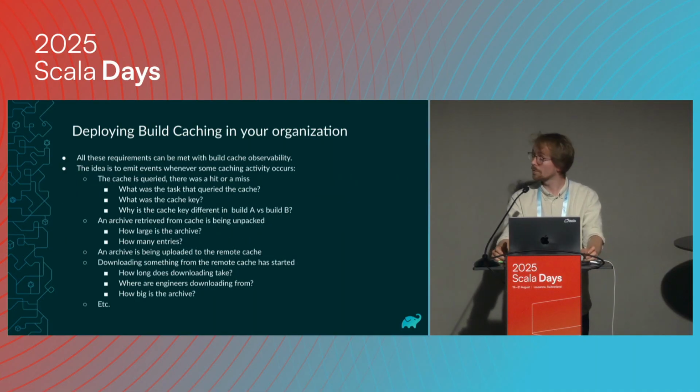So to solve those, what you need is something that we call build cache observability. The idea is to emit events whenever some caching activity occurs. If you query your cache, you want to know if there was a hit or a miss so that you can record that. Along with that, you will also most likely want to know what task queried the cache, with what outcome. What was the cache key that we used? If you have two builds and one resulted in a cache hit and the other in a cache miss, you want to know why the cache key was different between the two.